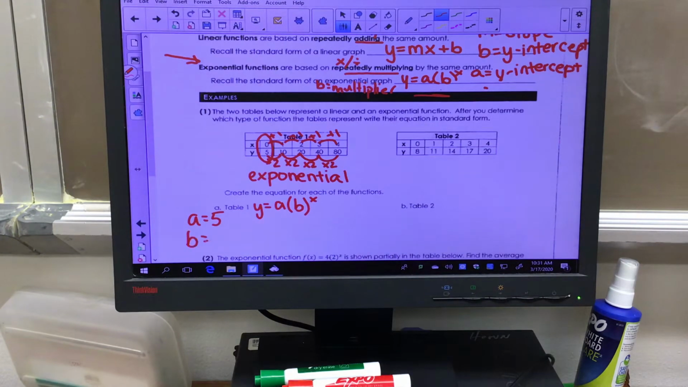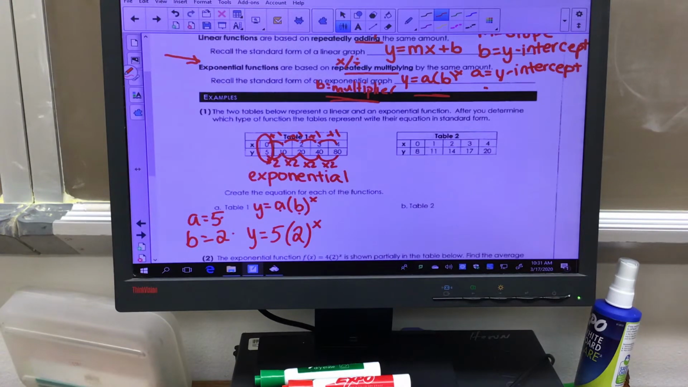My b is this multiplier. Well, I'm multiplying by 2 each and every time. So my equation: y equals, a is 5, b is 2, and x is the exponent. That's how I know it's exponential.